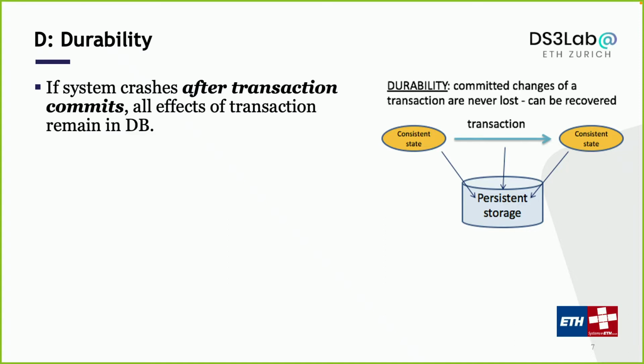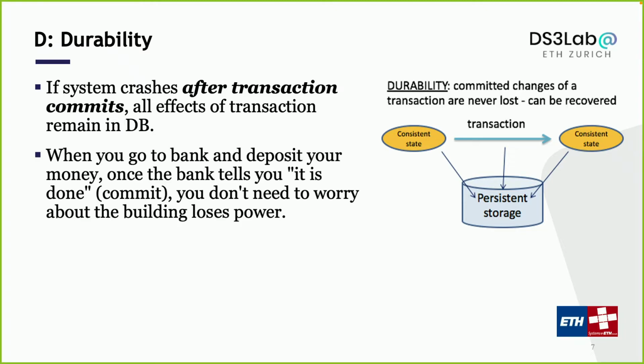So what is durability? Durability and atomicity concern the system state when something crashes, when you try to roll something back, or when you try to recover something. Essentially, durability says that if the system crashes after the transaction commits, we want all the changes, all the effects of the transaction, to remain in the database. Essentially, when you go to a bank and deposit your money, and the bank tells you, okay, it's done, your transaction is committed.